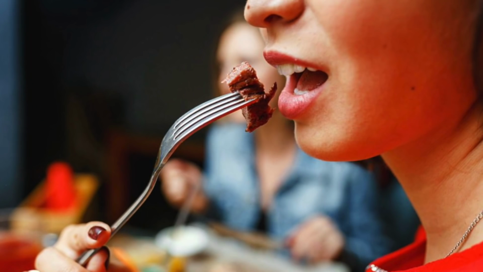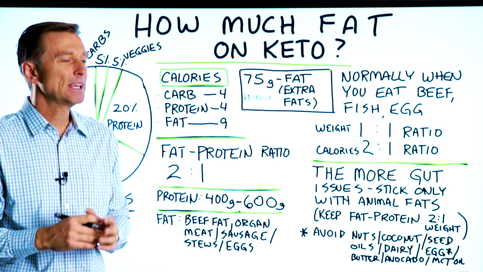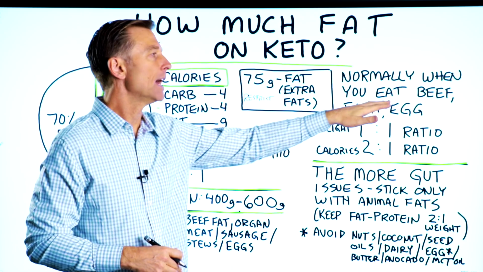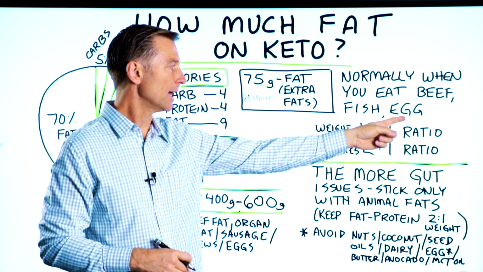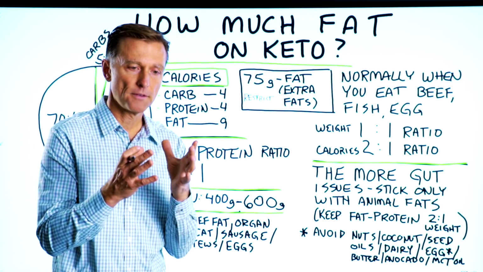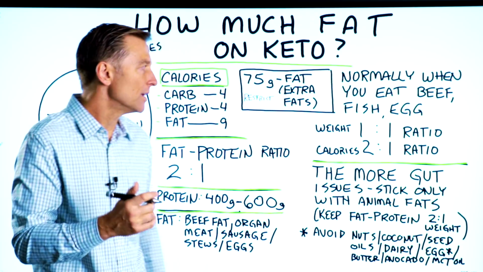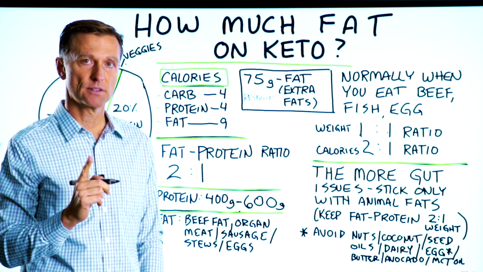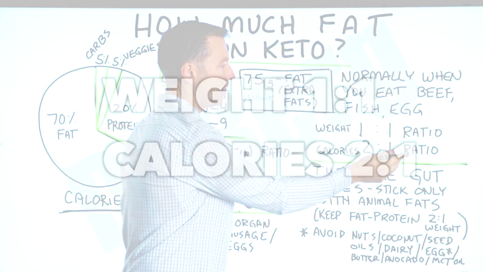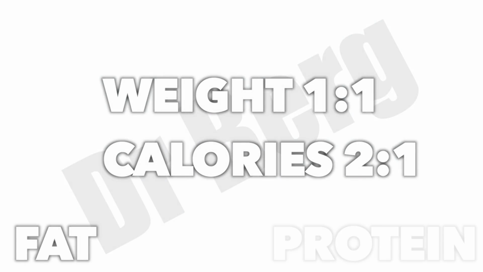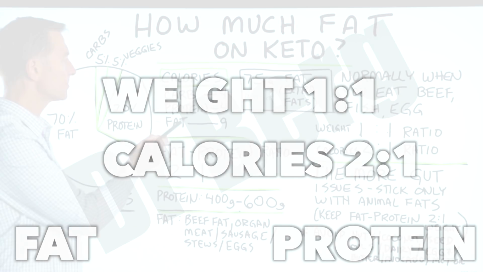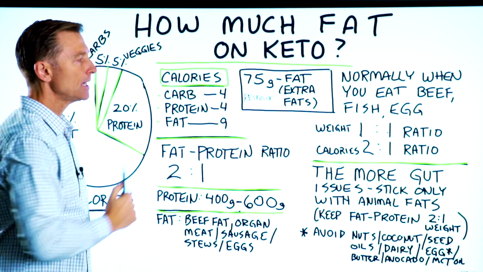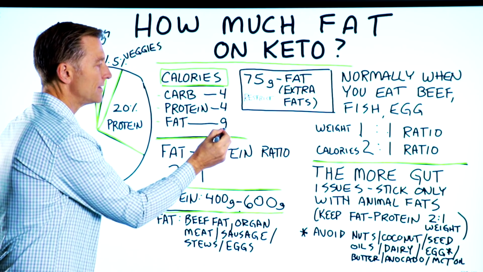Normally, when you consume protein in its whole form, and I'm giving a generality, it's not exactly this, but if you consume beef, fish, egg, like salmon or egg, the ratio of fat to protein is roughly 1-to-1. I'm talking about in weight, in grams, not calories. In calories, it's usually 2-to-1, fat being a little more than double the calories of protein. Why? Because protein has 4 calories per gram, and fat has 9 calories per gram. So this is more than twice protein.